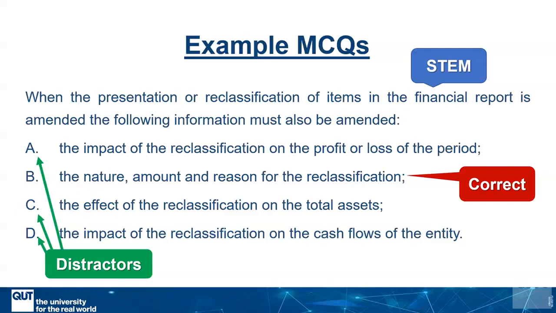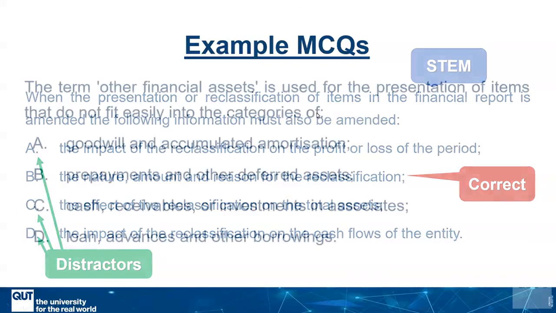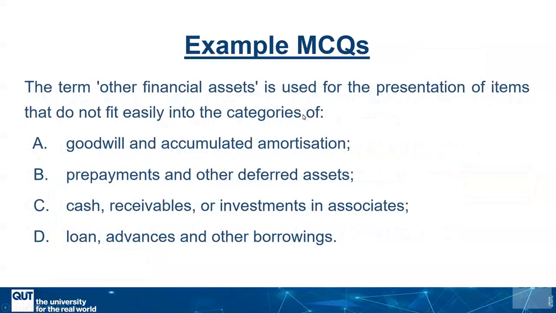So A, the impact of reclassification on profit and loss isn't required. C, the effect of reclassification of total assets is not required. And D, the impact of reclassification on cash flows is also not required. Next one then. So the term other financial assets is used for the presentation of items that do not fit easily into the categories of. So then I've put, one of them is quite obviously not right because it's not an asset, but the other three answers could quite easily be if the student didn't know the answer.